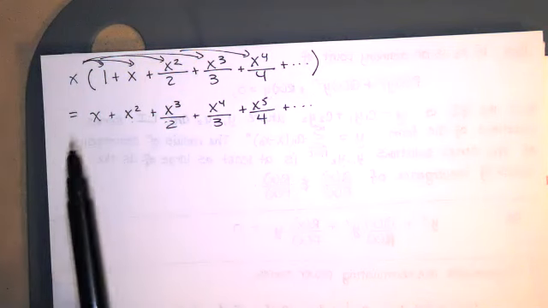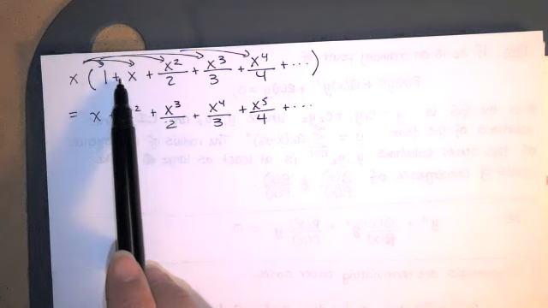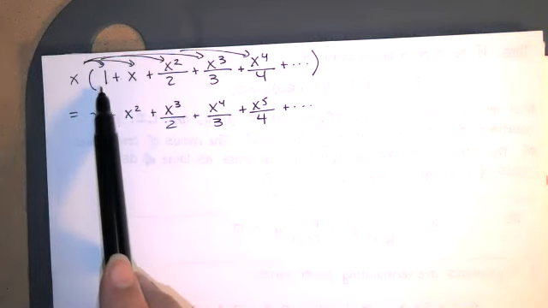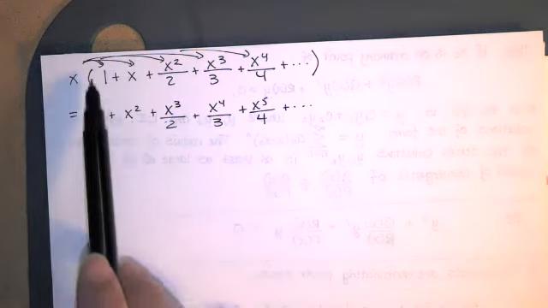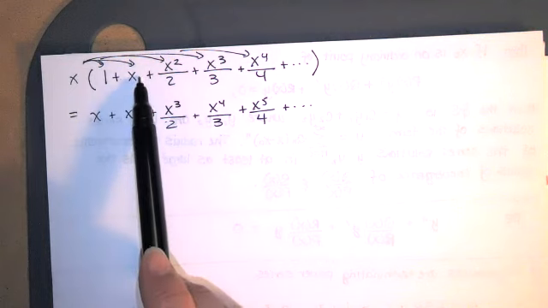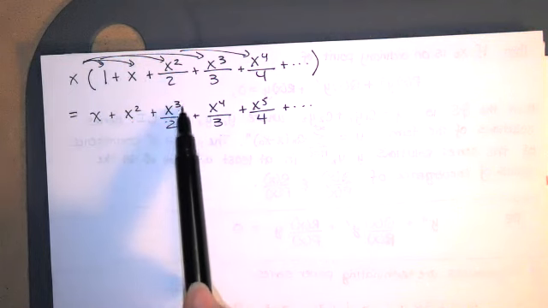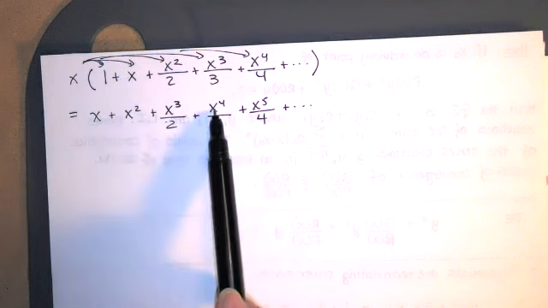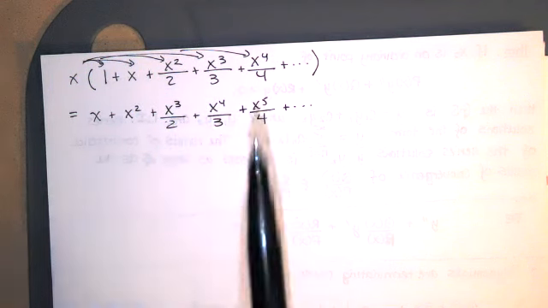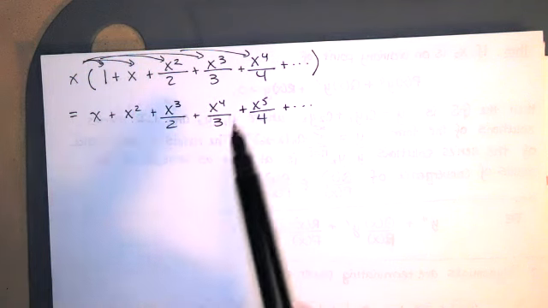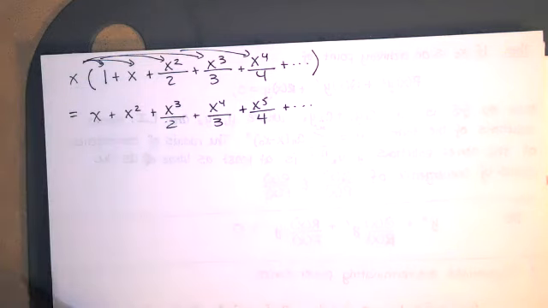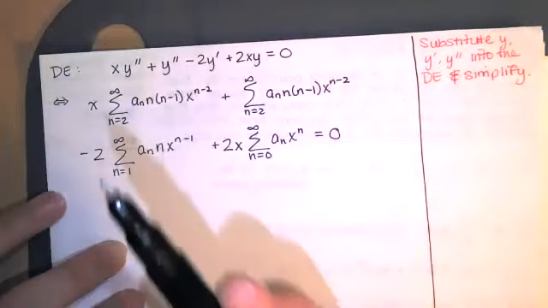But that is exactly the same thing as increasing the power of x here by 1. So there was an x to the 0 here. Now there's an x to the first. That was an x to the first. Now it's an x squared. That was an x squared. Now it's an x cubed. That was an x cubed. Now that's an x to the fourth. Now we've got an x to the fourth, and we multiply by an x, and it's x to the fifth. So we're just increasing that power of x by 1, which is exactly what we want to do right here.